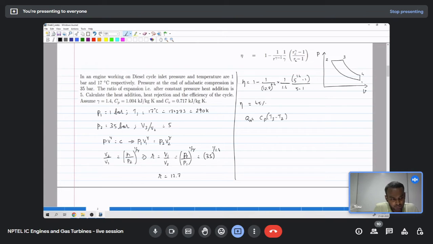Now to calculate the temperatures, we have the volume ratio. So the initial temperature T1 is known. Now we have these two relations. During compression, we have P1 V1 power gamma equal to P2 V2 power gamma, and we also know from the ideal gas equation PV equal to RT. So that means P1 V1 by T1 is equal to P2 V2 by T2.